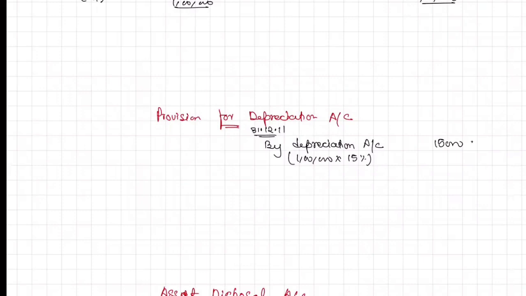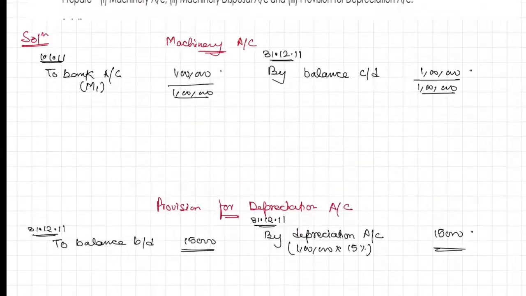Correct? So the closing balance will be dated 31st December 2011, to balance carried down of 15,000, and it will close over here, correct? So here, on 1st of January 2012, it will be to balance brought down of 1 lakh, correct?